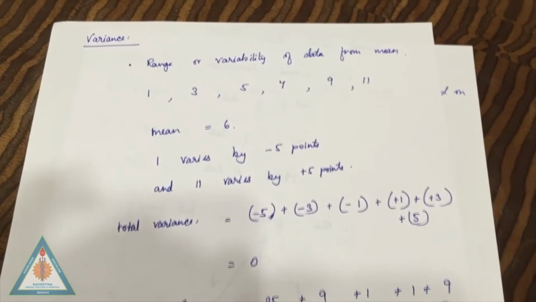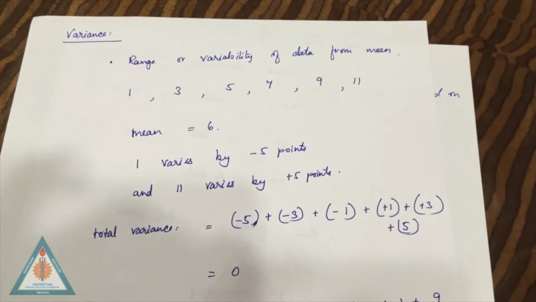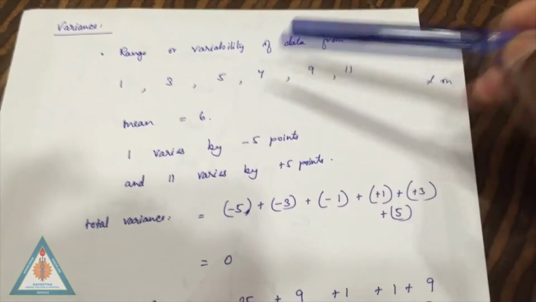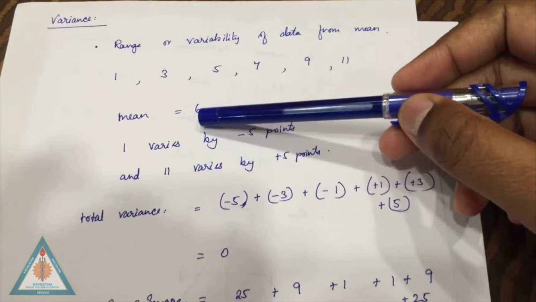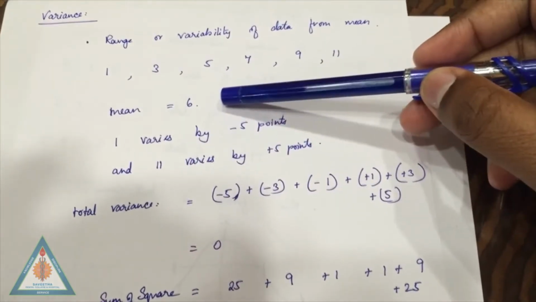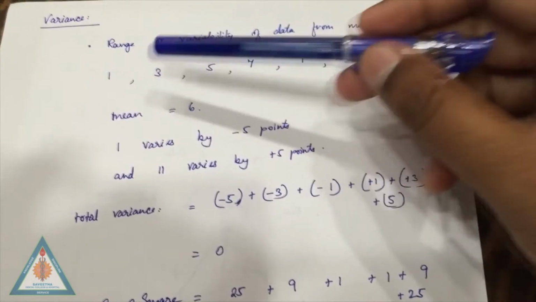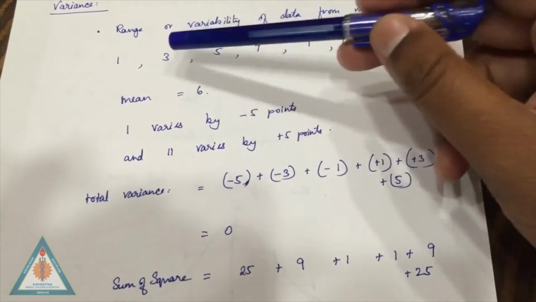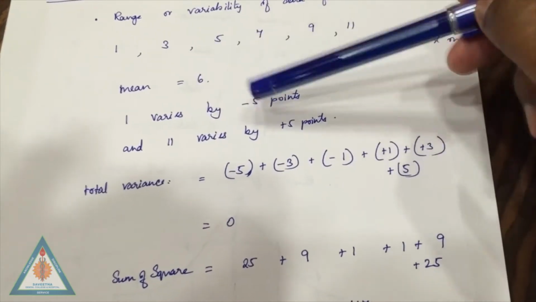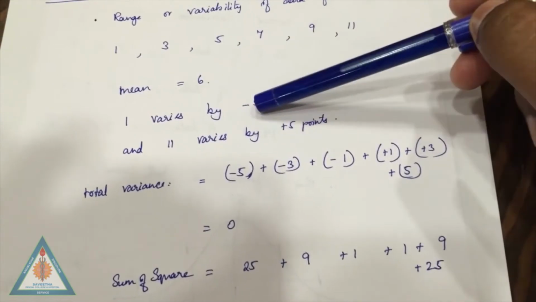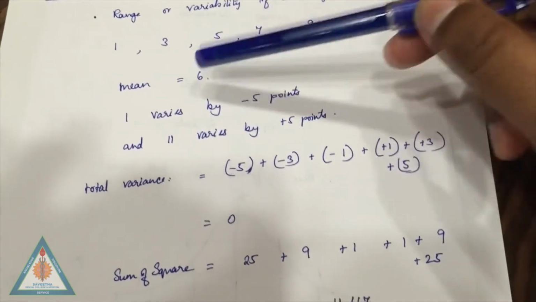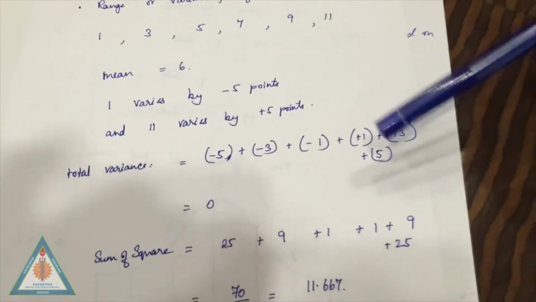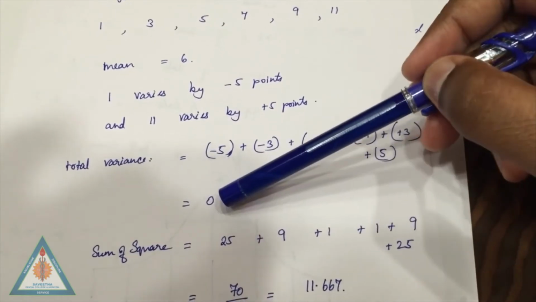Next, let us look into variance. Variance is the range or variability of data from the mean. In this data set, we have 1, 3, 5, 7, 9 and 11, and our mean is 6 as we calculated before. So the variance would be how much each value varies from the mean. So 1 minus 6 would be minus 5, 3 minus 6 is minus 3, 5 minus 6 is minus 1, 7 minus 6 is plus 1, 9 minus 6 is plus 3, and 11 minus 6 is plus 5. However, if you add all these values, you would get 0.